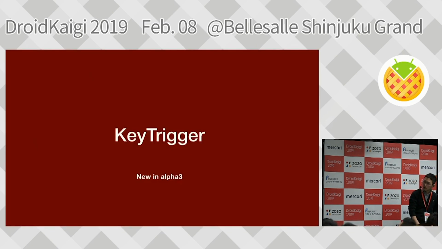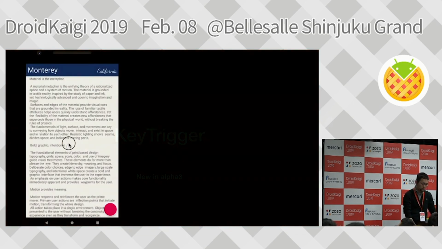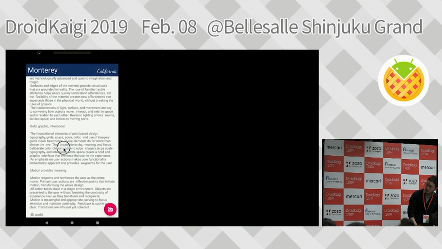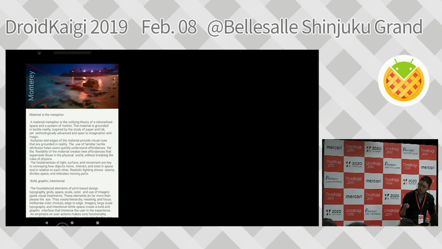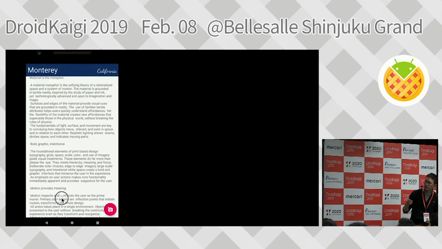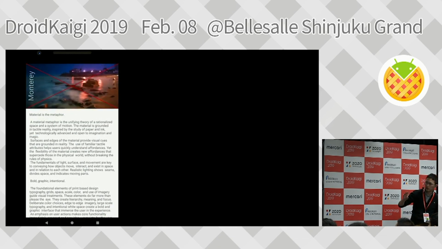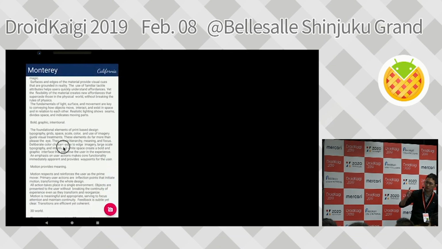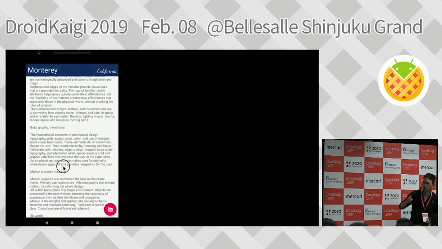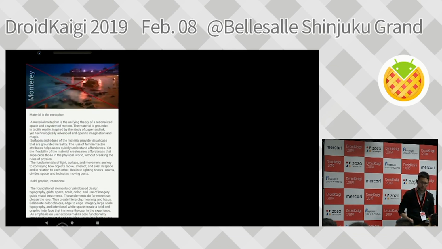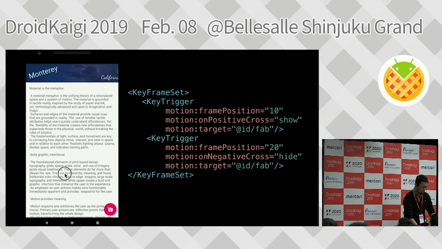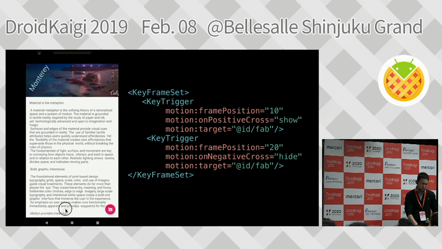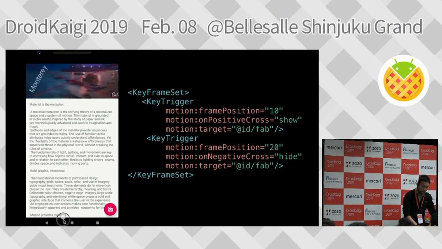Key trigger. So let's take an example first too. As you can see, the floating action button on the bottom right is hiding or showing as the user is scrolling the content. So in this example, I put 2 key triggers.